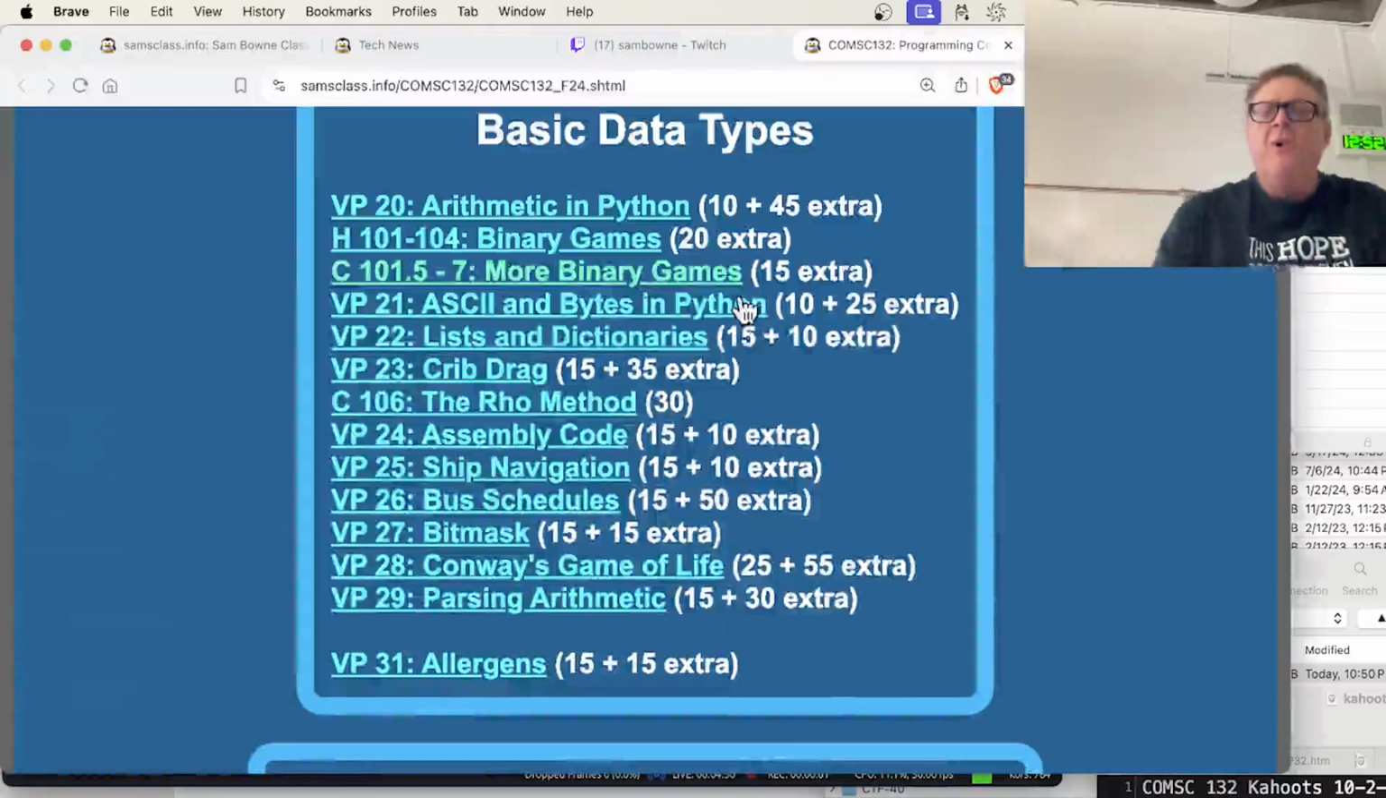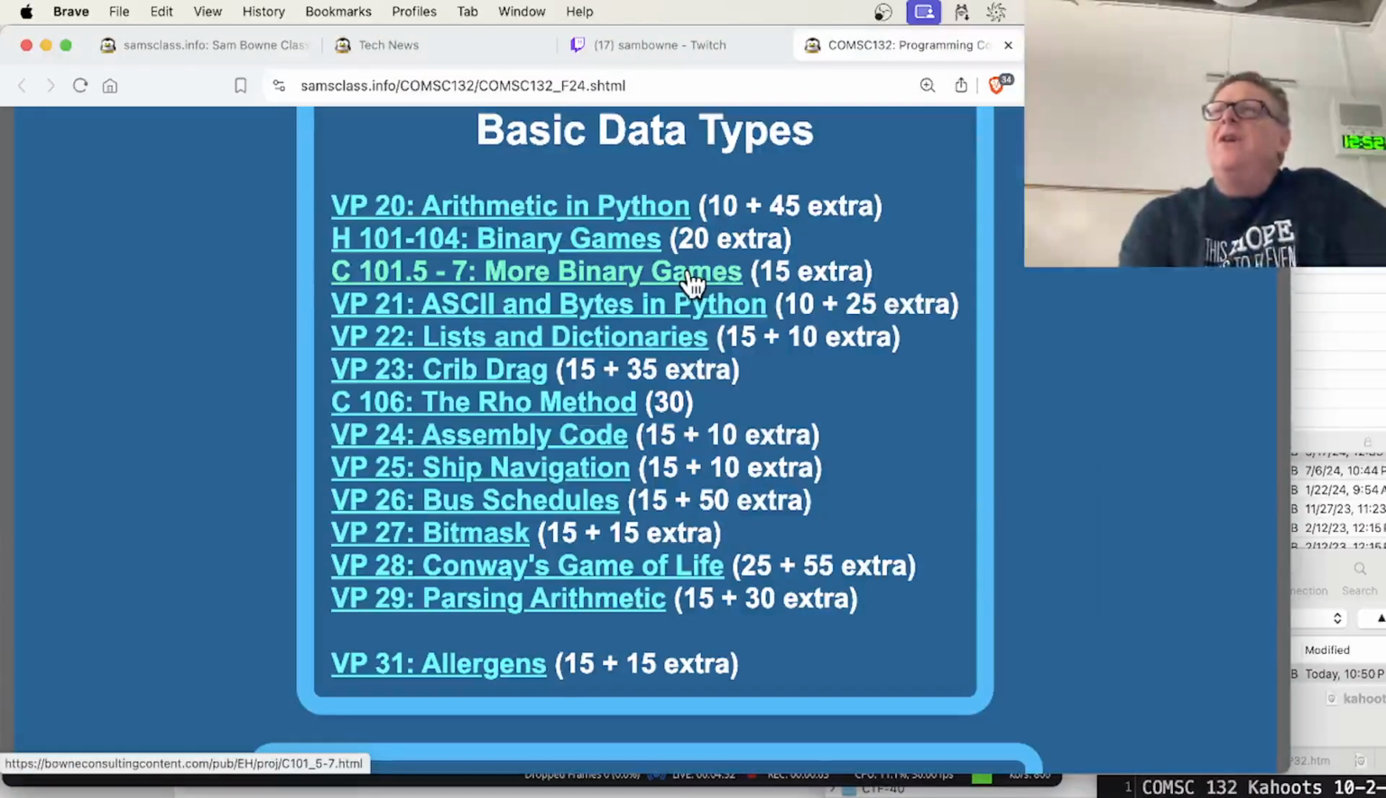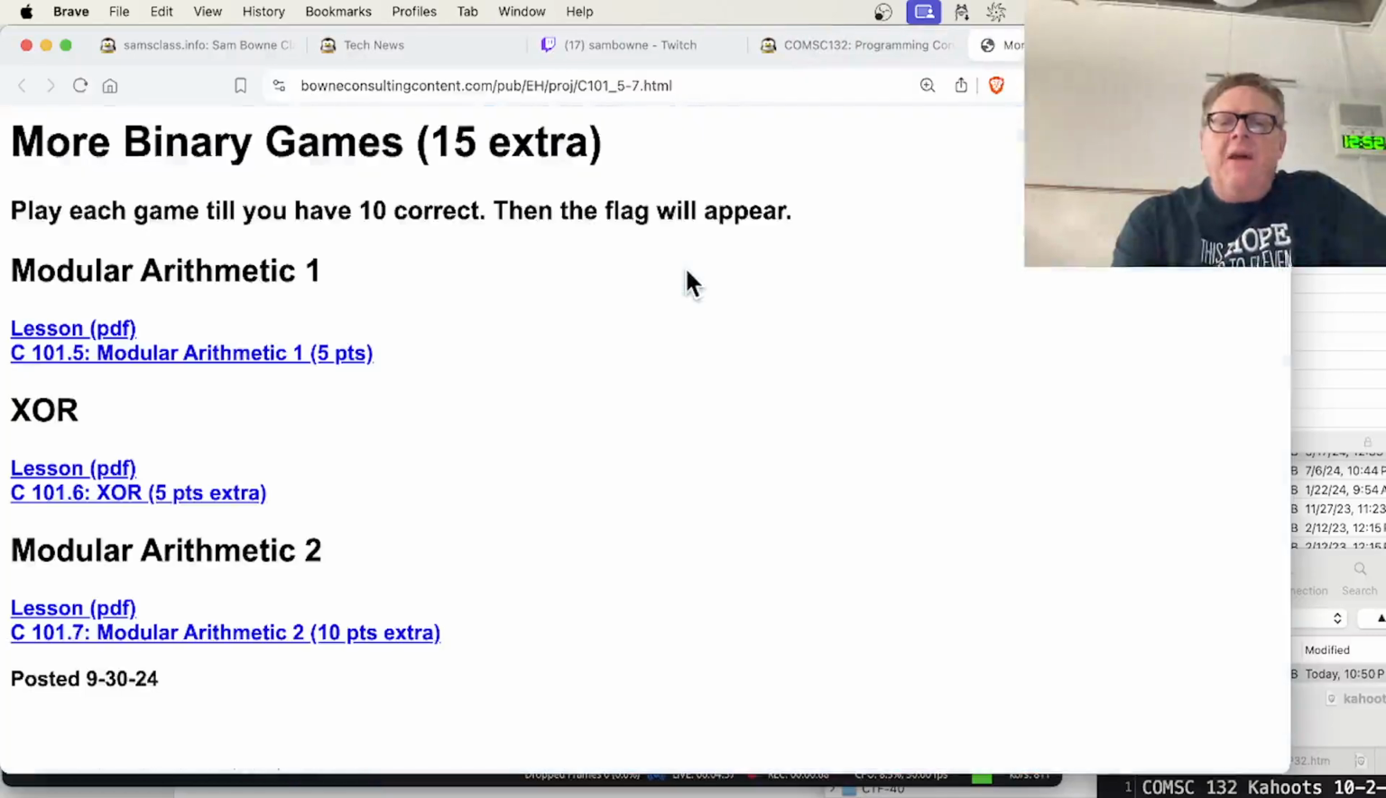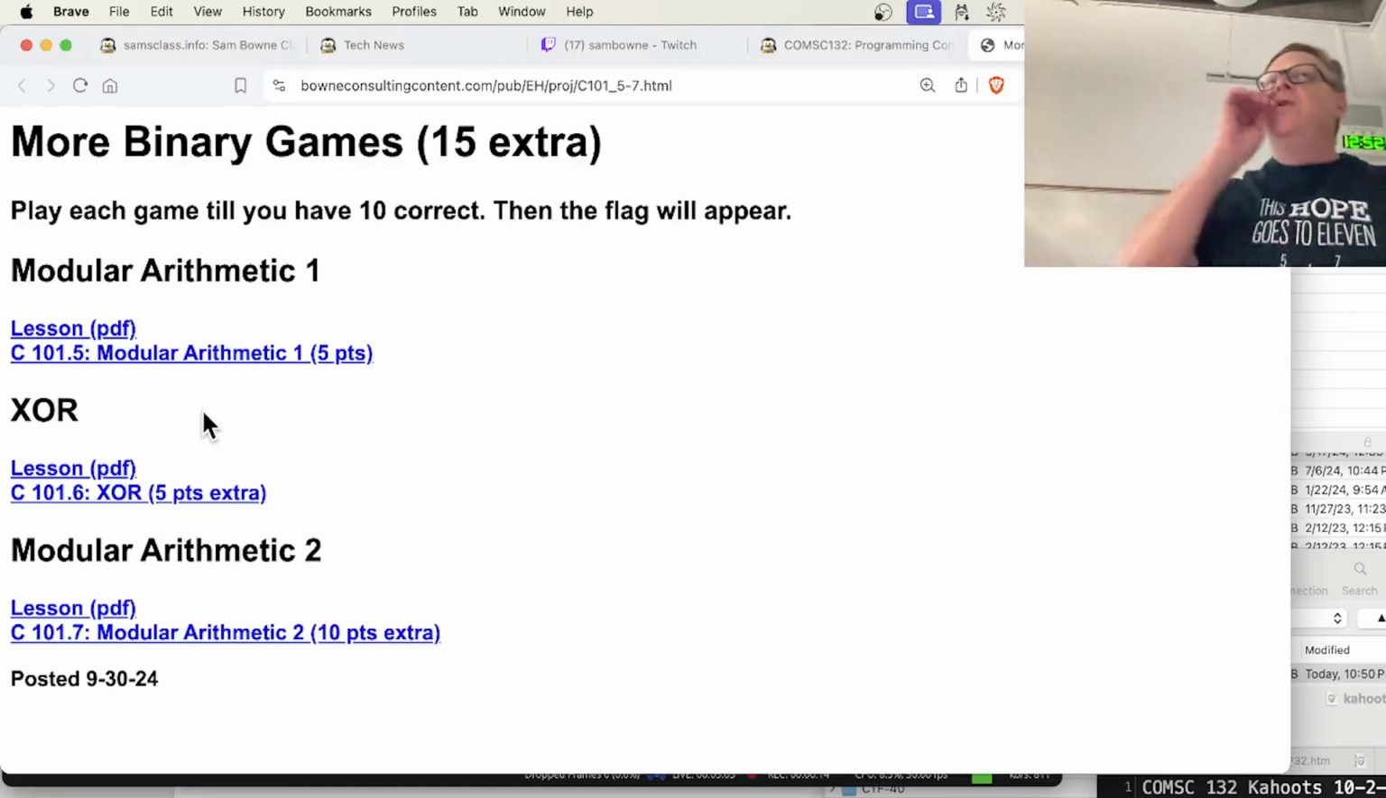All right, so I added more binary games. I told you a while ago I'd have more of these, and now I've got them here. I put them in as a separate project. And so there's going to be modular arithmetic and advanced modular arithmetic and XOR, which are more binary things that you folks ought to know and understand, although I made it extra credit.